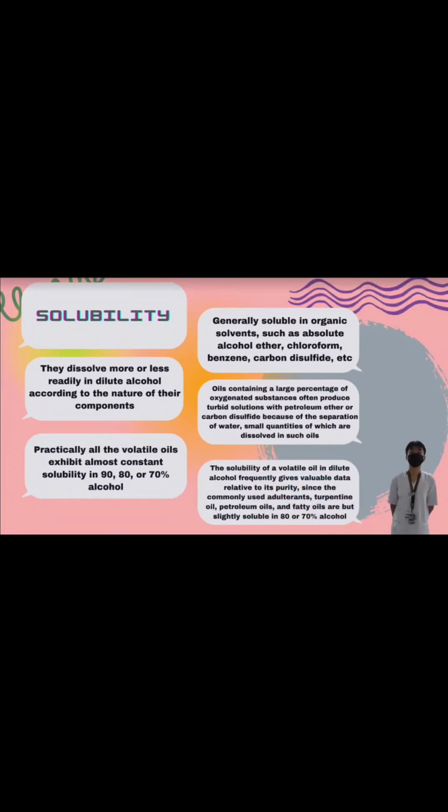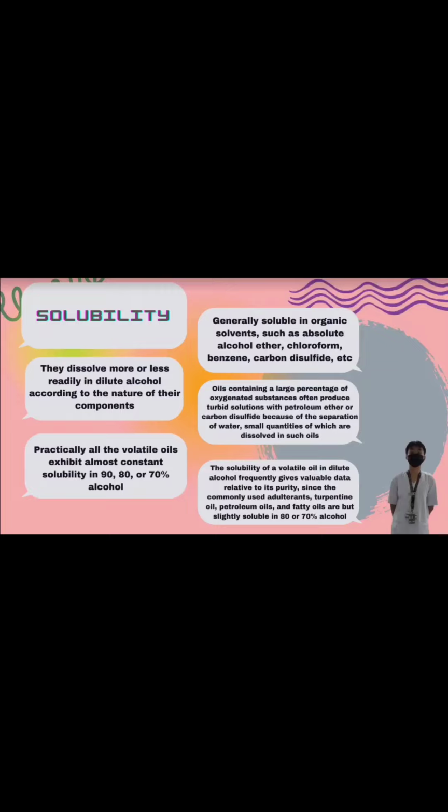Solubility of a volatile oil. These are generally soluble in organic solvents such as absolute alcohol, ether, chloroform, benzene, carbon disulfide, and so on. They dissolve more or less readily in dilute alcohol according to the nature of their components. Oils containing a large percentage of oxygenated substances often produce turbid solutions with petroleum ether or carbon disulfide because of the separation of water, small quantities of which are dissolved in such oils.